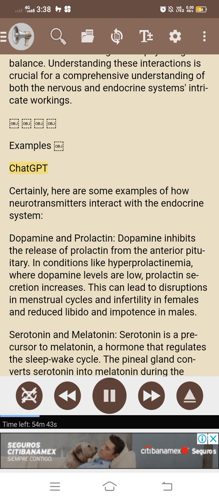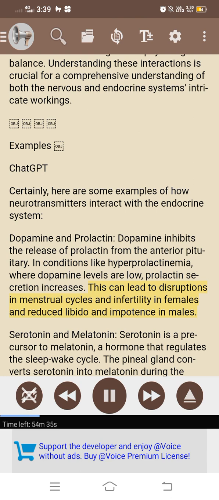Examples. Here are some examples of how neurotransmitters interact with the endocrine system. Dopamine and prolactin. Dopamine inhibits the release of prolactin from the anterior pituitary. In conditions like hyperprolactinemia, where dopamine levels are low, prolactin secretion increases. This can lead to disruptions in menstrual cycles and infertility in females and reduced libido and impotence in males.